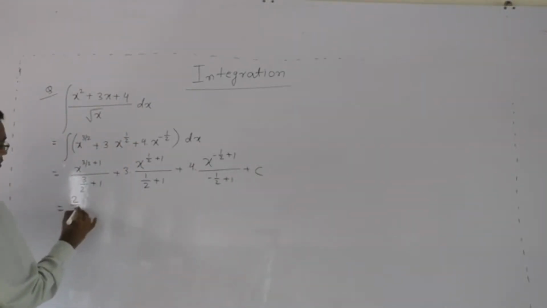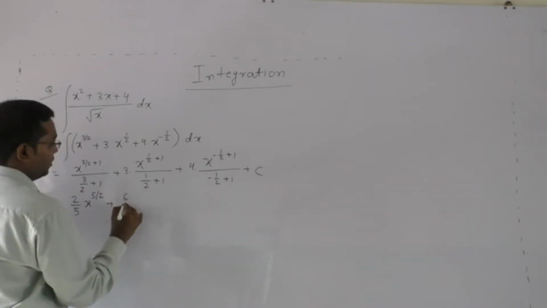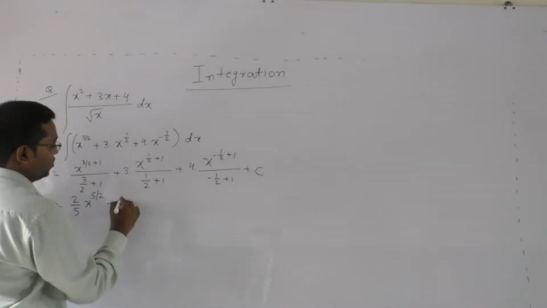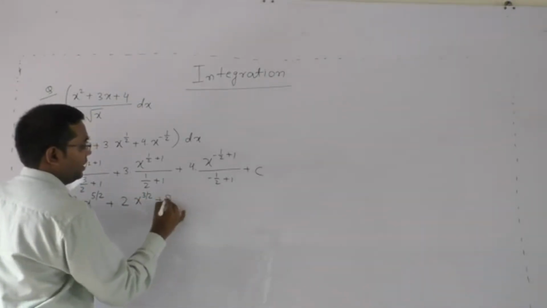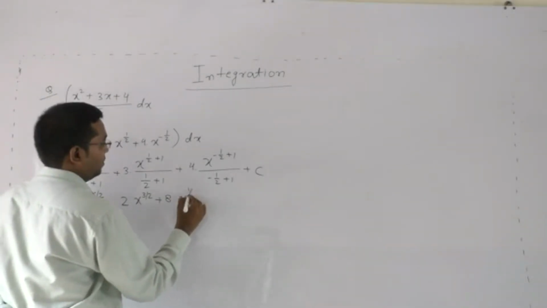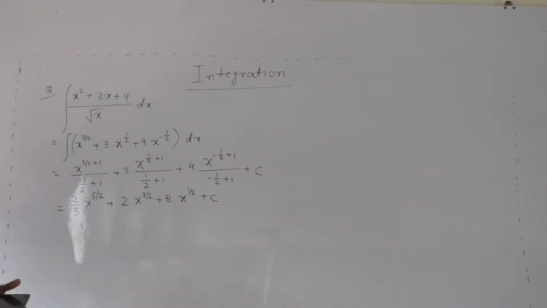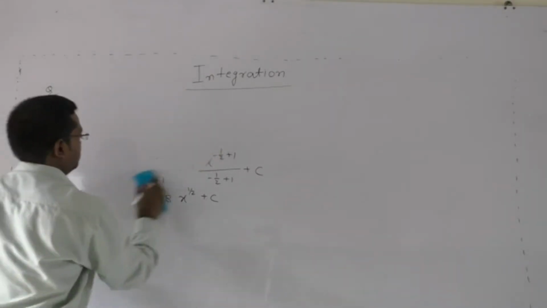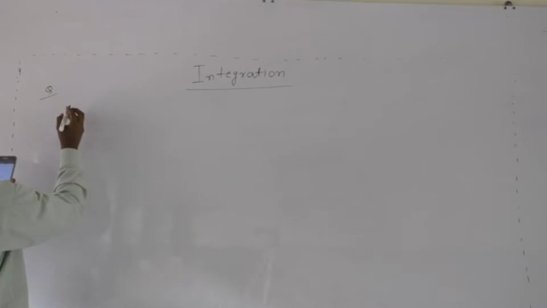So let's simplify it. We will get 2 by 5 x raised 5 by 2 plus, after simplifying it, 2 into x raised 3 by 2 plus 8 into x raised half plus c. So this is the required integration of this function. Let's see next question. It's a good question. Let's see.